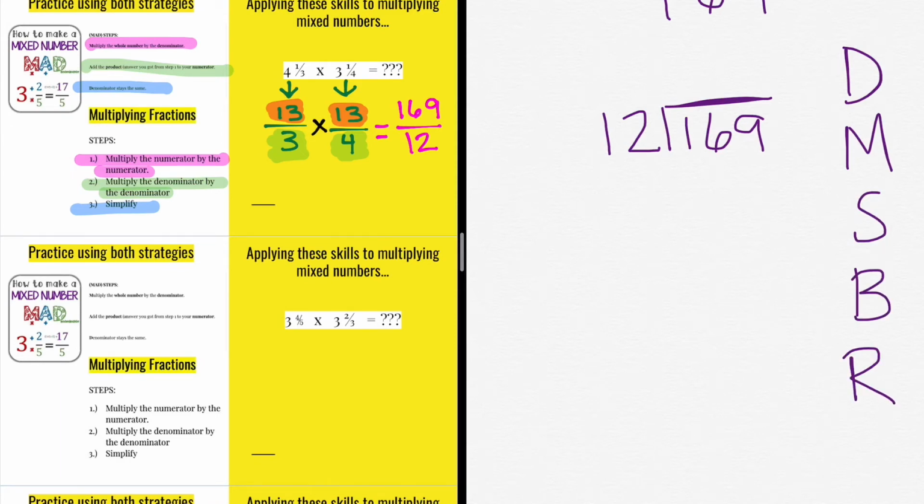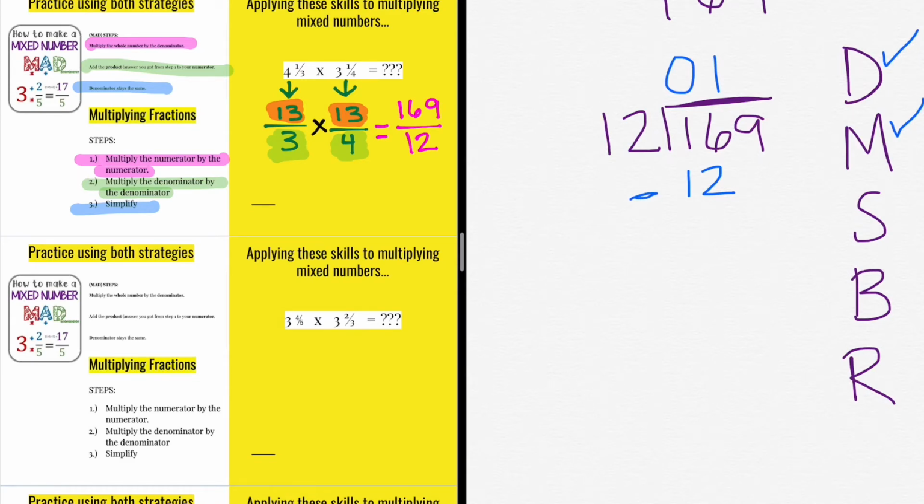The first step in that is how many times can 12 go into 1? It can't. So I'm just going to put a 0, and that tells me I have to look at both numbers, the 1 and the 6. And I know 12 can go into 6 one time. So I'm done with division. Then I multiply 1 times 12, and that gives me 12.